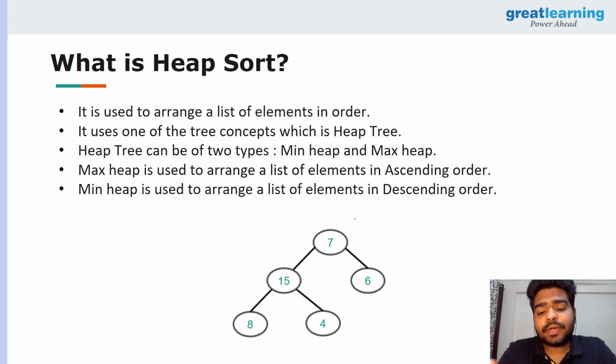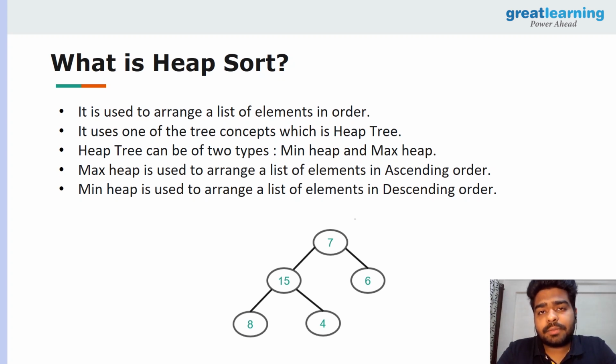So if you have a list of elements which is jumbled up, not in sorted order, these sorting algorithms will make sure that your list of elements will be sorted. It can be either in ascending order or in descending order. Now, this heap sort algorithm uses one of the tree concepts, which is heap tree. When I say tree concepts, I mean a hierarchical tree concept.